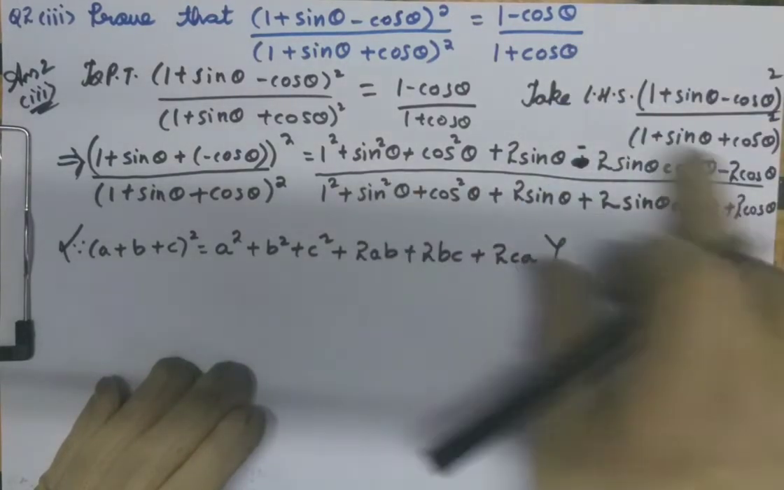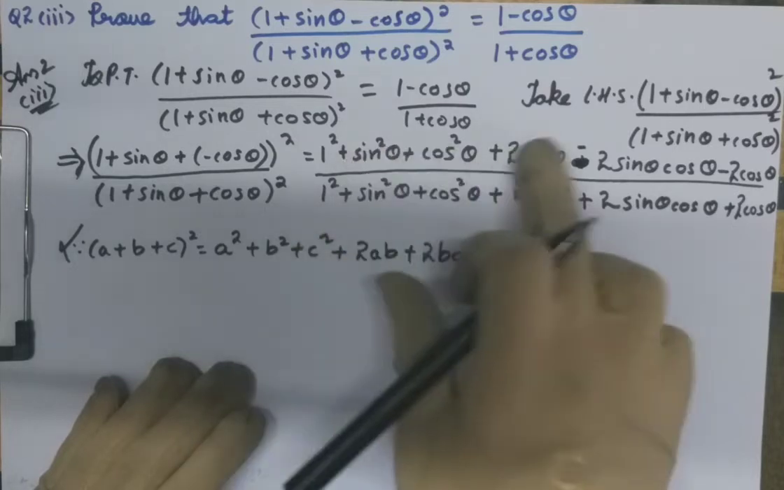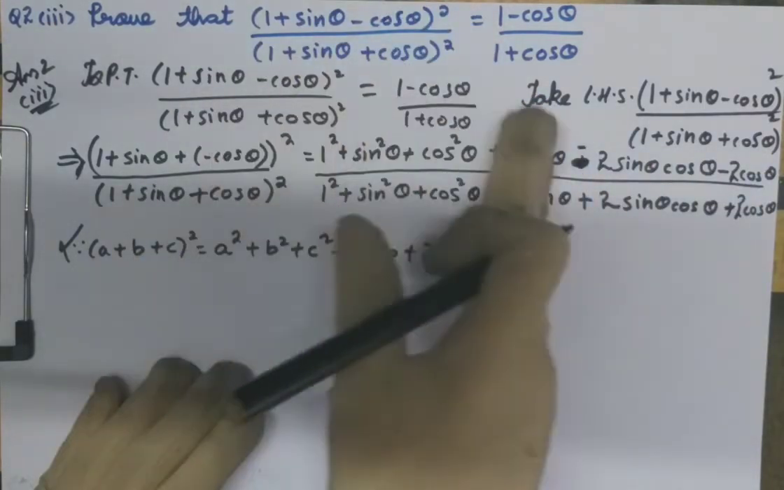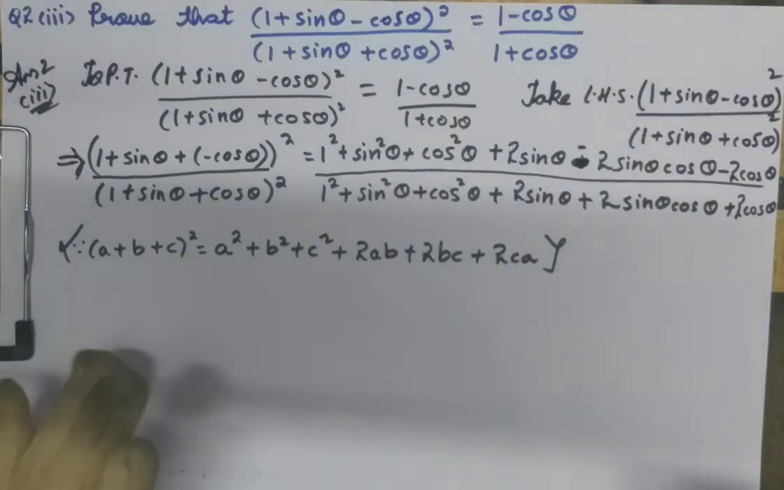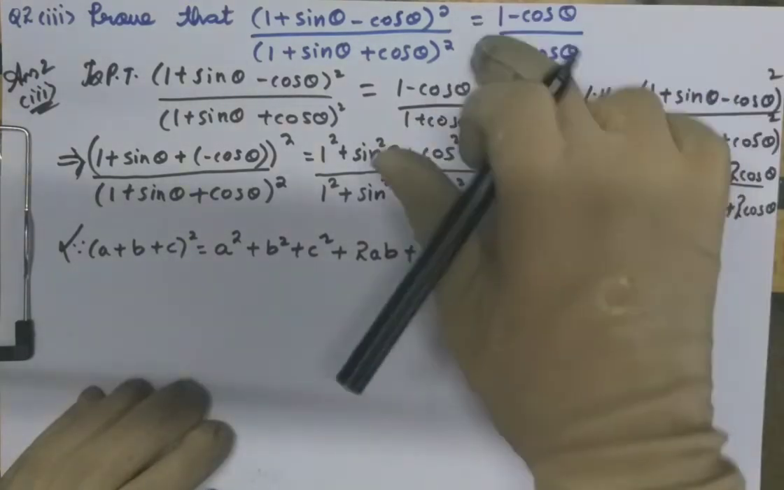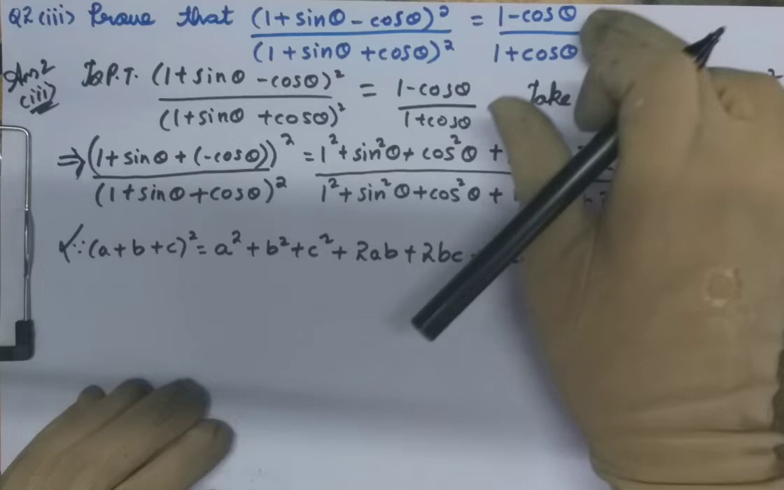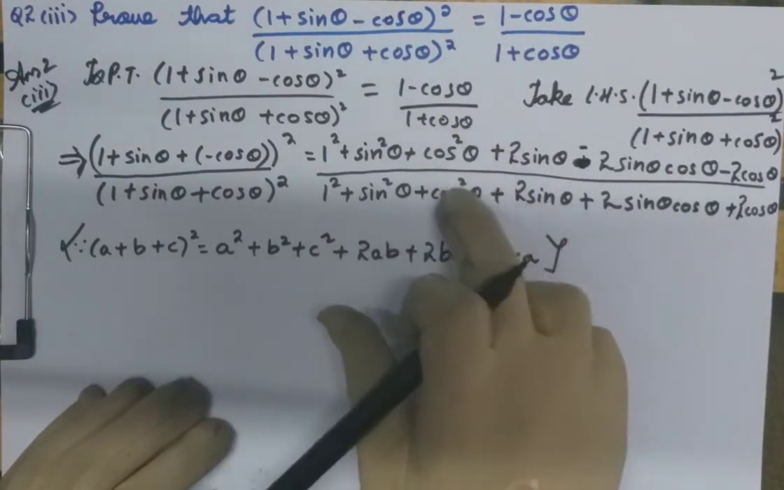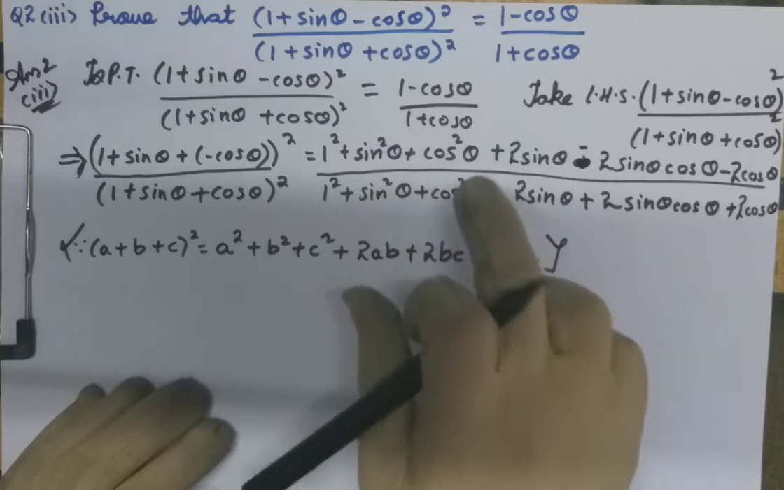For example, here I have this, right? First I have opened this with the algebraic identity. Then after opening with the algebraic identity, how did I know how to proceed? I observed the RHS. In the RHS I observed that we don't have any 2. So I decided to eliminate 2 from the numerator and 2 from the denominator.